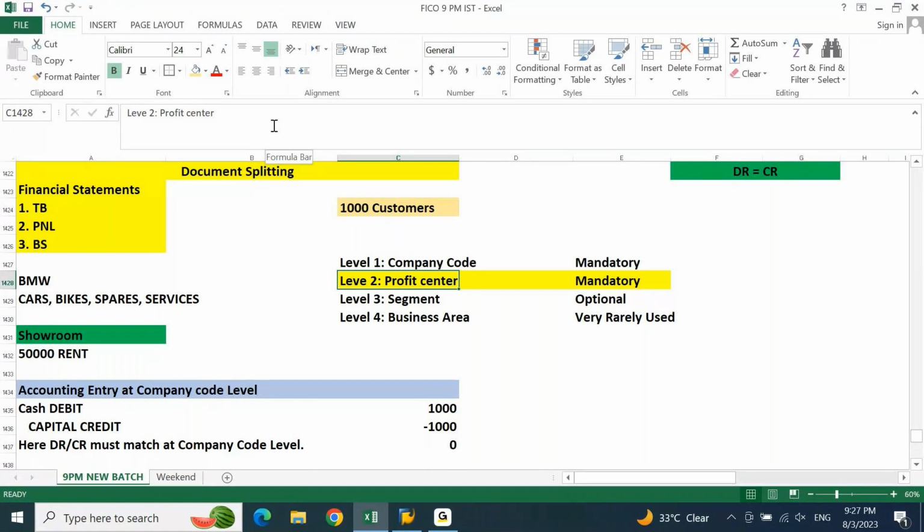Sir, you have mentioned the financial statements, TB, P&L, and balance sheet, at 4 levels: company code, profit center, segment, business area. Is there any other level to generate the reports like TB, P&L, balance sheet, like cost center wise or business place wise, something like that?